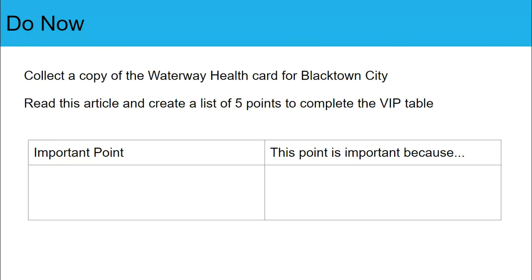The first thing we're going to do for our Do Now for today is look at the Waterway Health Card for Blacktown City. There's a copy available online and a copy uploaded onto our Google Classroom. When we read this article, we're going to create a list of 5 points. Once we've added them to this table, we're going to say why we think each point is an important part to take from this secondary source. So pause the video now to complete that activity.